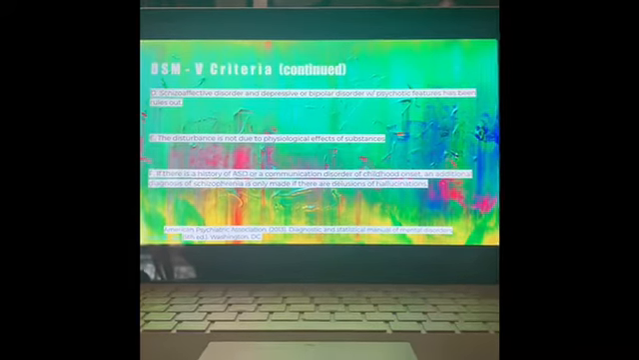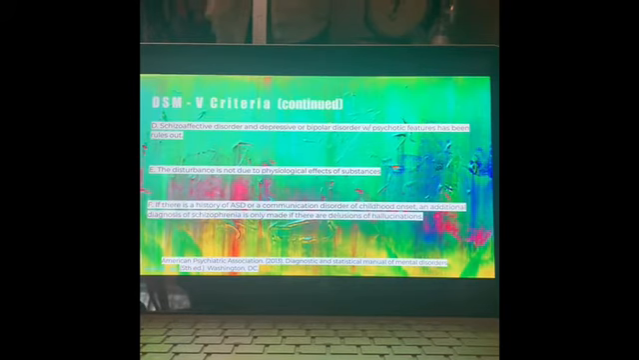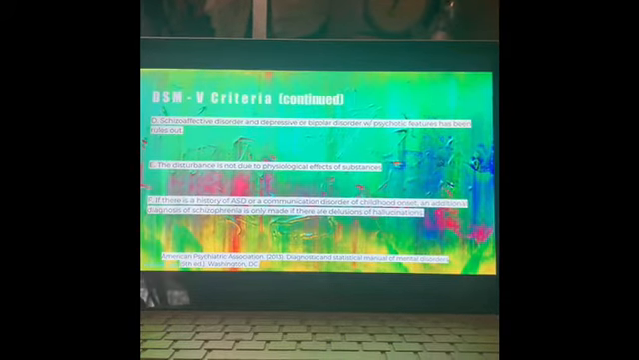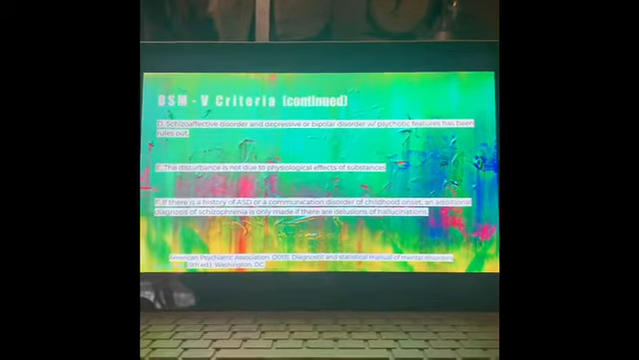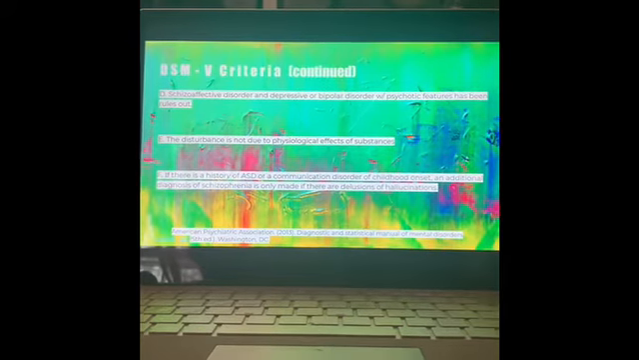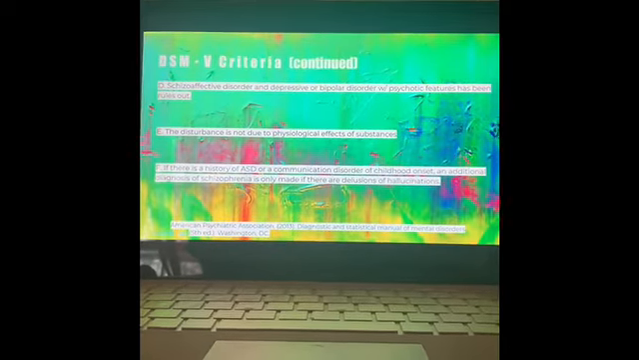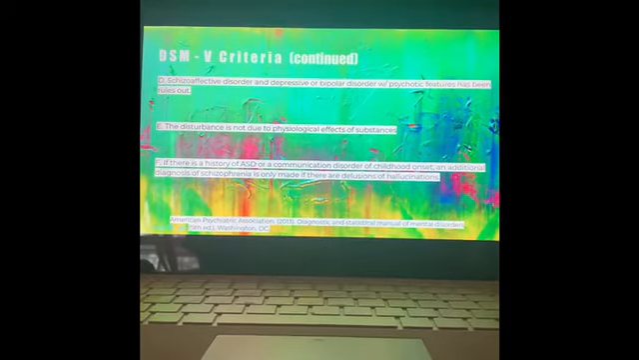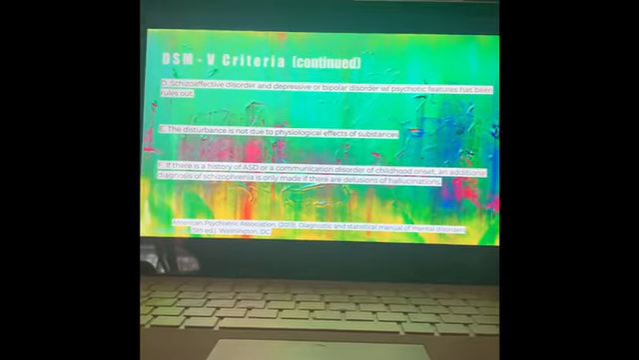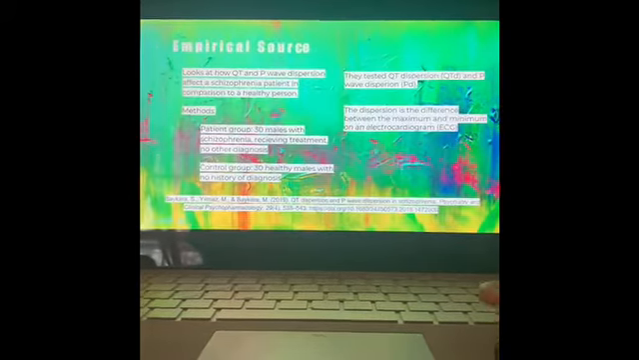More of the criteria is that schizoaffective disorder and depressive or bipolar disorder with psychotic features have been ruled out. Another is that the disturbance is not due to physiological effects of substances, so it can't be because of drugs or things like that. And if there is a history of autism spectrum disorder or communication disorder of childhood onset, an additional diagnosis of schizophrenia is only made if there are delusions or hallucinations. That's the DSM-5 as well.